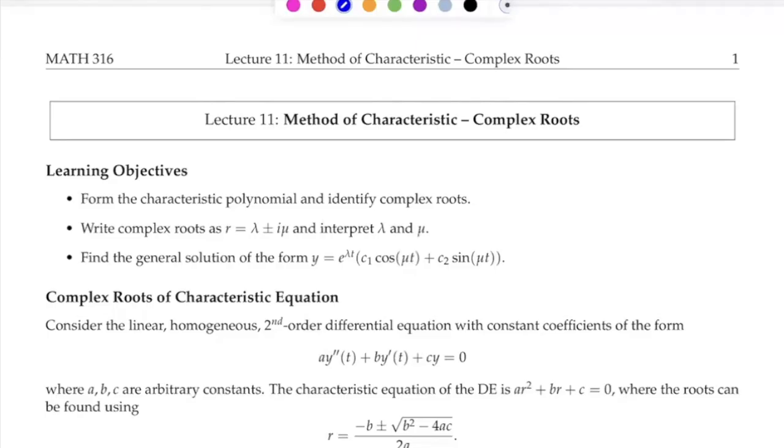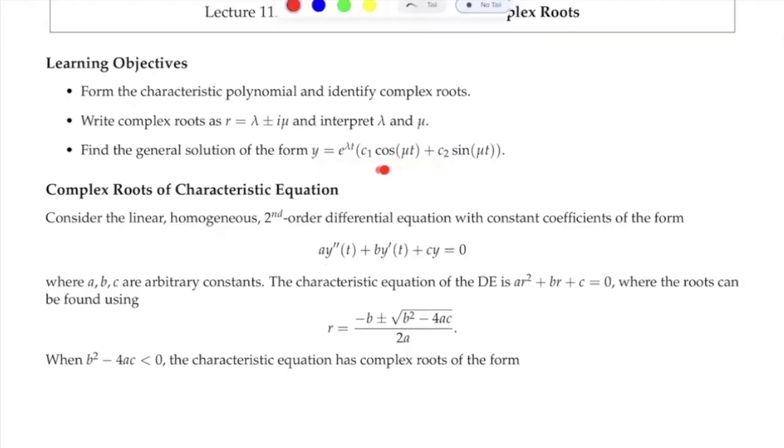And in this lecture, we're going to form a characteristic polynomial and identify complex roots. And we're going to present the complex root in the form of lambda plus and minus i times mu. And I'm going to explain lambda and mu later. And then you find the general solutions of the form here. I'm going to guide you through the process of going from the complex root down to this equation or these functions where you don't see the complex information anymore.